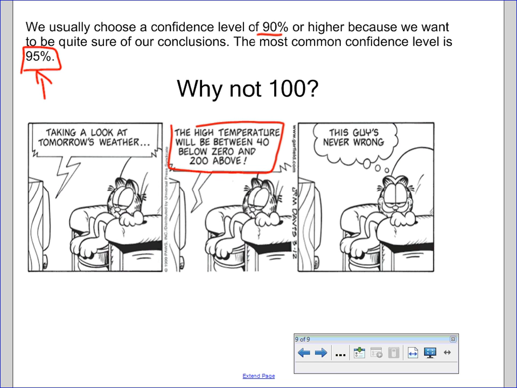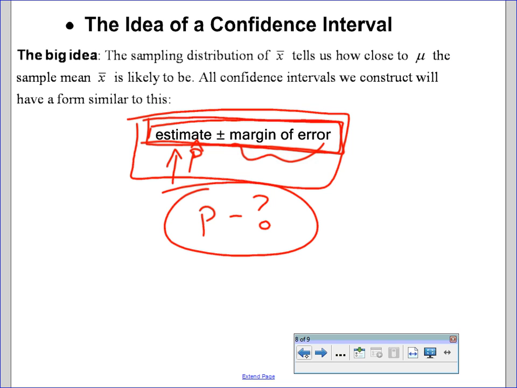95% is going to be the most common. When you hear on the news when they report margin of error in polls, they are using a 95% confidence level. And we're going to talk about in class next time what confidence level means and how to interpret that correctly. But based on our confidence level, we're going to create some margin of error, and we'll be adding and subtracting that to our estimate to create an interval of possible values that we think capture the true proportion or the true parameter in the population.